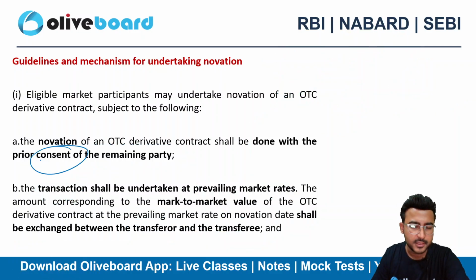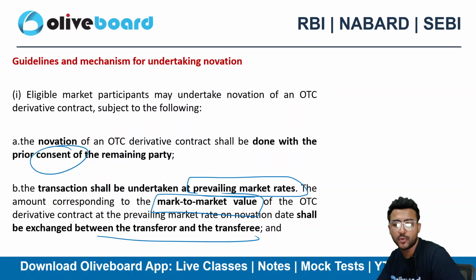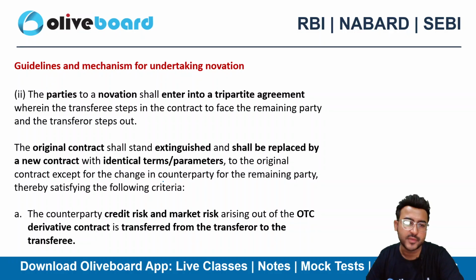of the remaining party, then the transferor and transferee needs to do transaction at the prevailing market price, that too they need to opt for mark to market value, and everything will be governed by the directions. So these 3 things as of now we have studied, right.